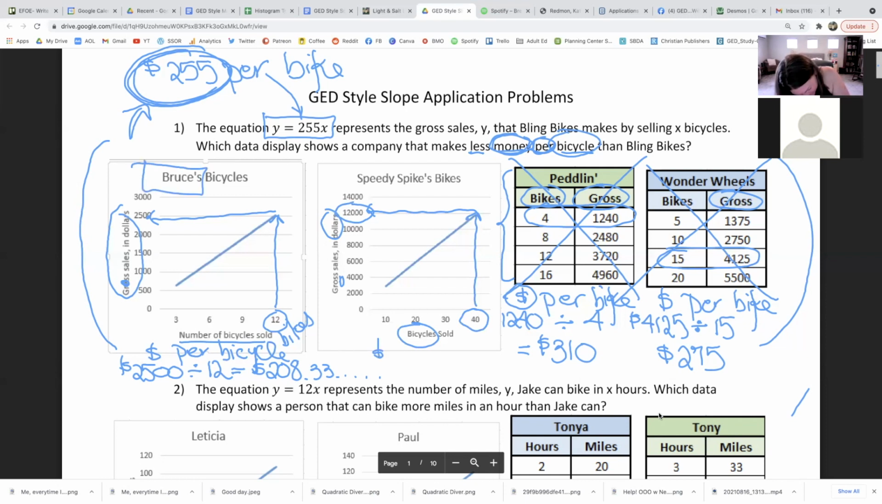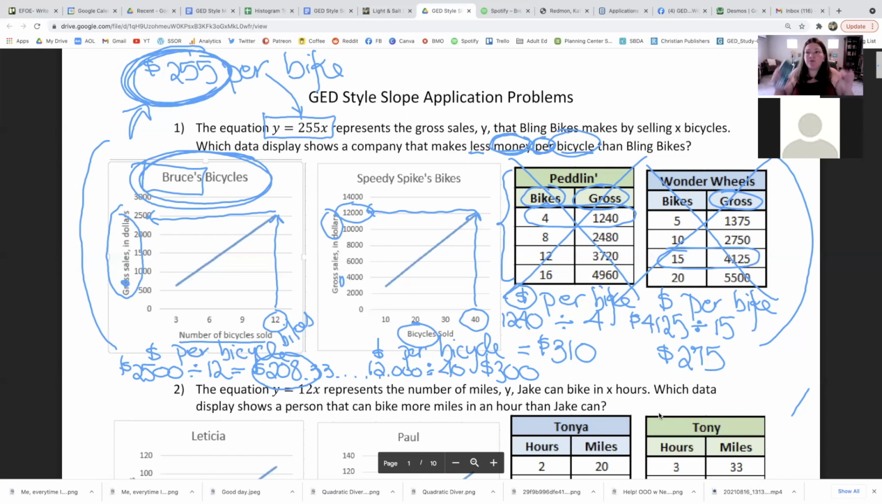So I'm looking for money per bicycle. So the money here is $12,000. And I'm going to per that, divide that by the number of bicycles, 40. And I get 12,000 divided by 40. Oh, I'm going to get 300. Yeah, this one's definitely more expensive. It's 300 per bike. We were right. Bruce's Bicycles makes less money per bike, only $208, than Bling Bikes made, which was $255.